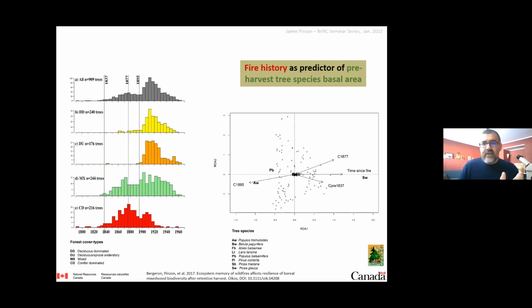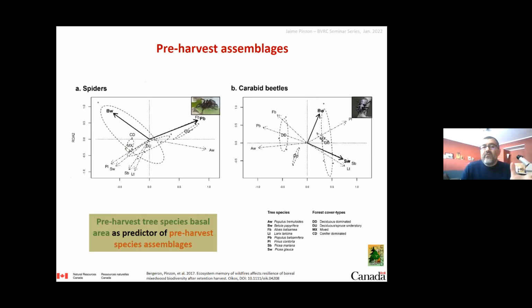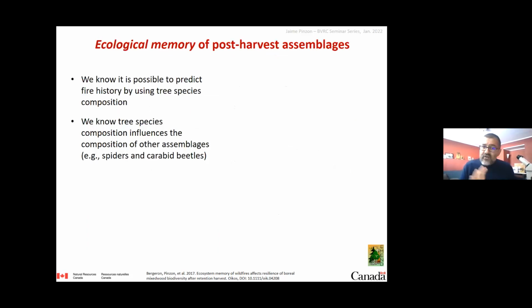With that, we have filled a piece of the puzzle. Now what we were interested in is whether we could use that pre-harvest tree information as a predictor of the pre-harvest species assemblages. Here we are still in 1999, where no harvesting has occurred. As I showed you earlier, we were expecting different species assemblages depending on the forest cover type. In fact, that's what I am showing here: we were able to predict the species composition, in this case of spiders and carabid beetles, in 1999 with the pre-harvest tree data. So there's a very tight relationship between forest cover type and these two assemblages of invertebrates. Now we have another piece of the puzzle.